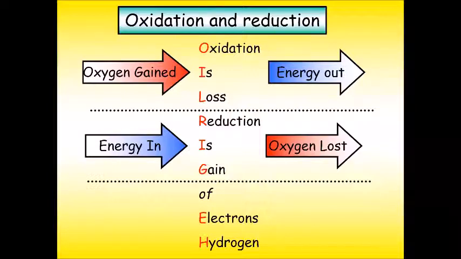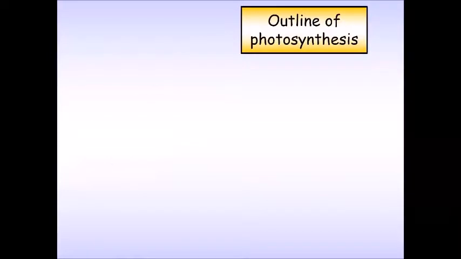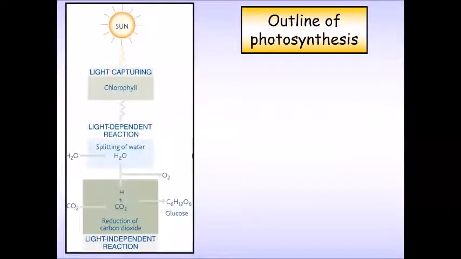So photosynthesis is a very complex process. It's split into two stages. The first stage involves the light dependent reaction. It relies on light to work, hence the name.